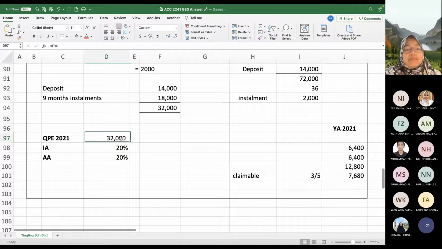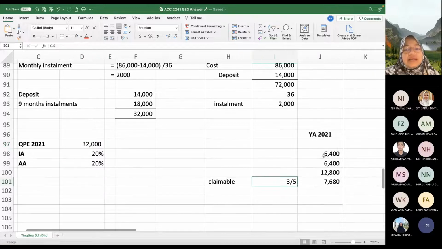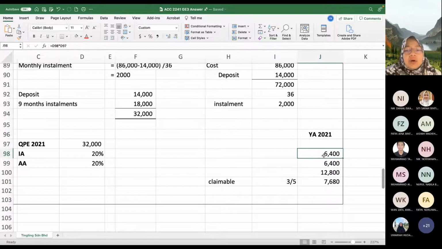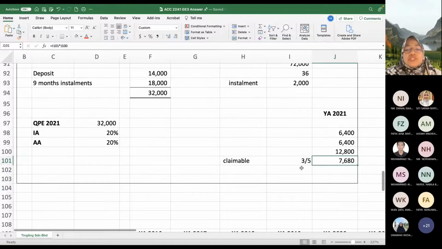So the 32,000, the rate is 20%. But remember that out of this 32,000, the portion you can claim for business purpose is 3/5, so you're going to apportion that. Either you claim accordingly and show the apportionment of 3/5, so the amount you can claim is 7,680, or another group did 32,000 times 3/5 directly. Either way, I do accept, as long as you understand that the amount you can claim is only the business purpose. So claimable is 3/5.